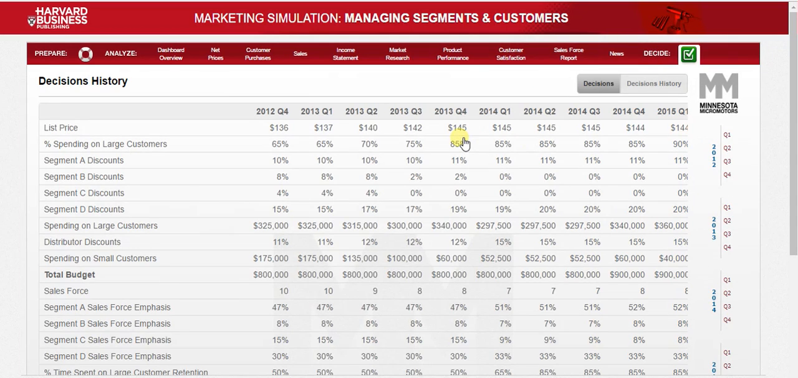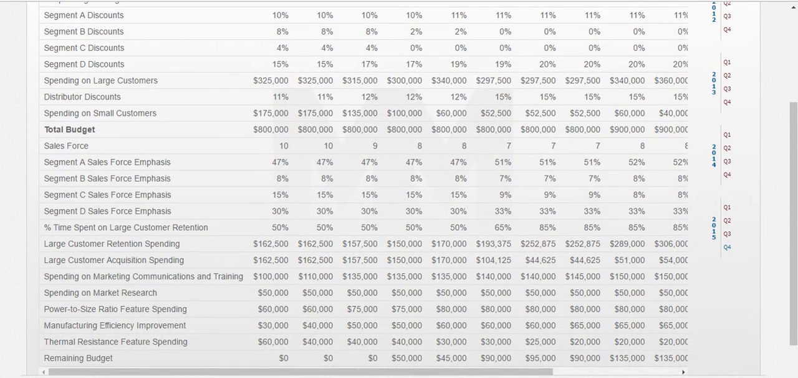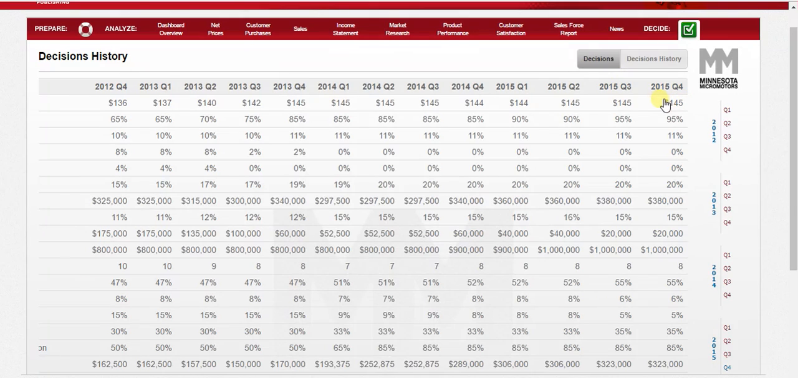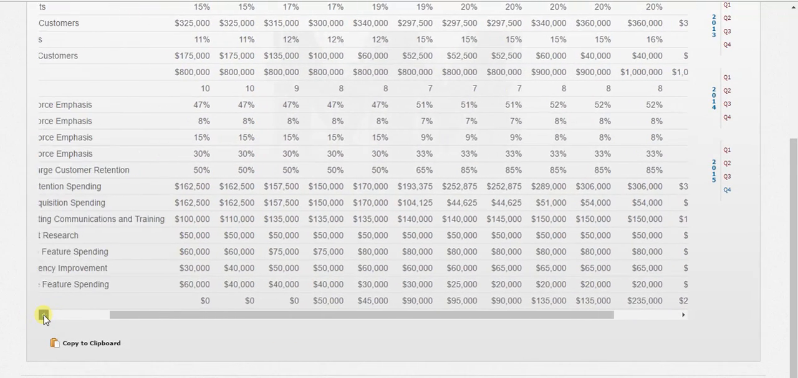To wrap up my presentation, here's just a series of decisions that I had made in my history. The most basic thing to point out is I started my price at $136, and each quarter I raised it $1 or $2 until we ultimately, roughly 3-4 years later, had a $145 price. And that's about the gist of it.